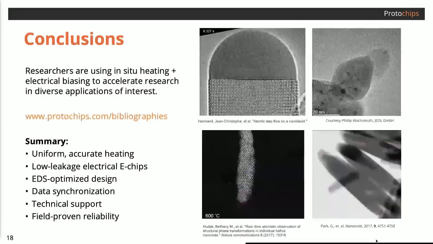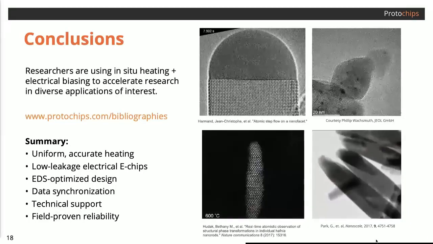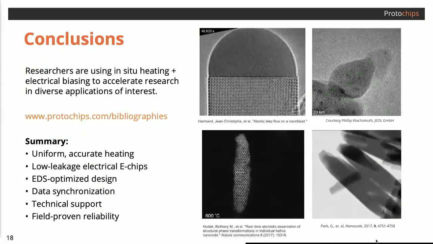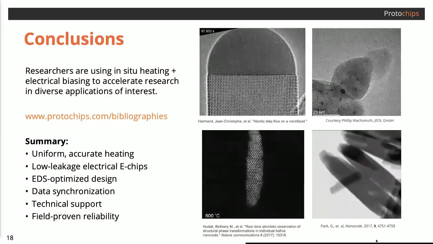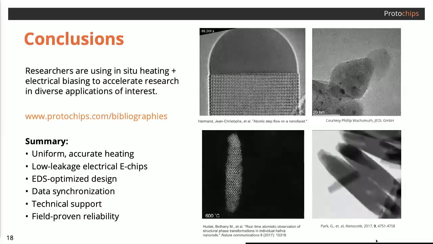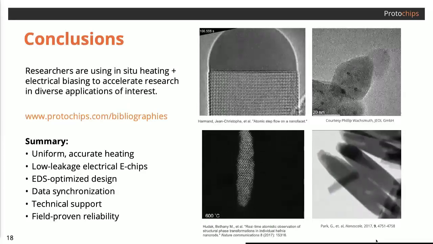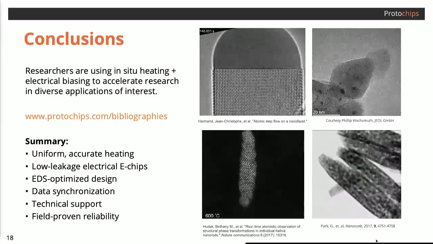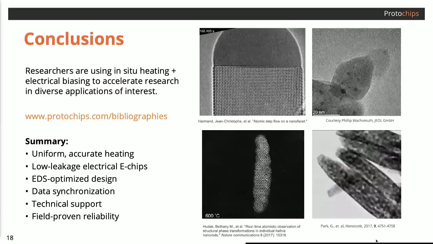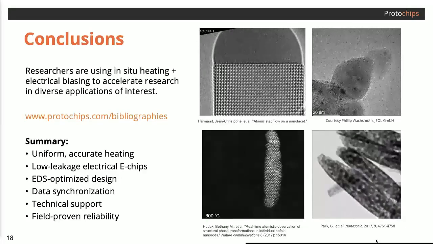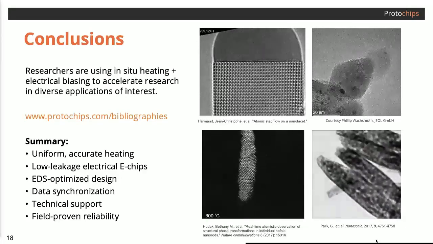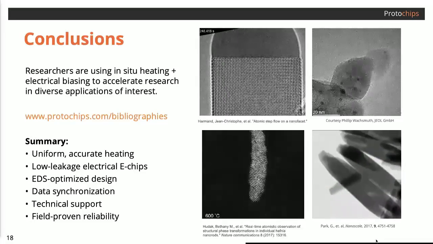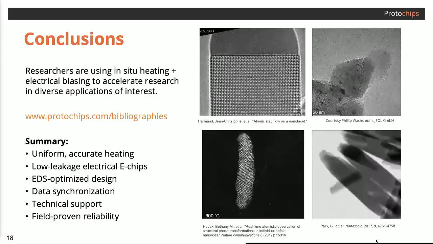So wrapping up, I want to again mention that there's a lot of new science to be discovered using in situ techniques. And at Protochips, we're doing everything we can to make our products and the Fusion system powerful enough that they have the capabilities needed to conduct this groundbreaking research. From chemically inert heating membranes and low leakage electrical contacts to workflows and technical support, the Fusion system delivers in situ sample control that we feel can accelerate the research in any TEM lab.